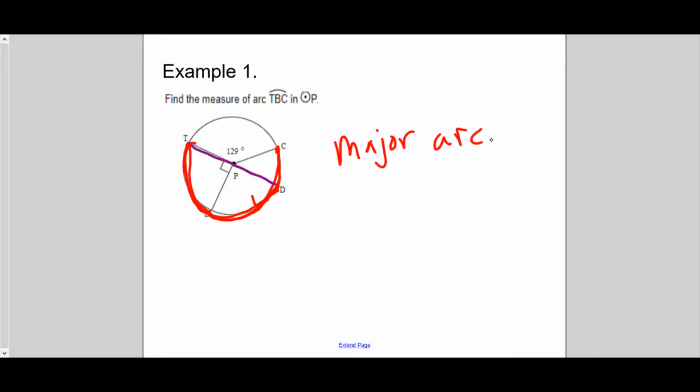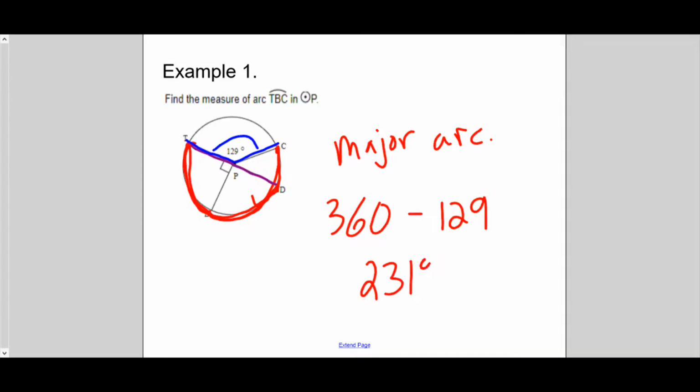So to find the measure of the major arc, I'm just going to do 360 minus the central angle that I'm given. I'm given the central angle 129, so I'm going to subtract 129. And that's going to give me the measure of that arc. So 360 subtract 129 is 231. So this would be 231 degrees.